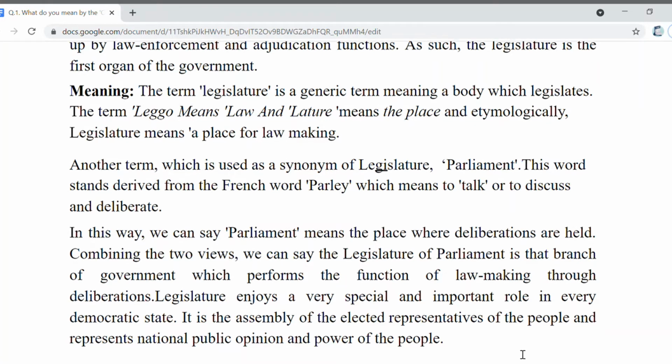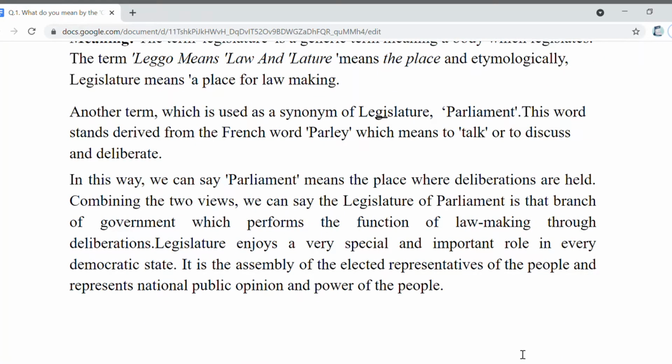So it is the assembly of the elected representatives of the people and represents national public opinion and power of the people. So legislature को parliament भी कहा जाता है और legislature enjoy करती है important role democratic state में. उसमें elected representatives होते हैं जो people को represent करते हैं और उनके लिए national public opinion और power of the people पे work करते हैं.